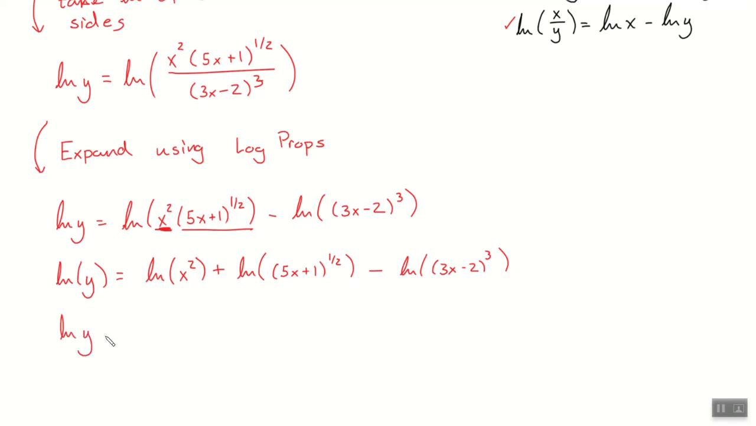Holy exponents. The natural log of y, where does this 2 move? So it becomes 2 natural log of x plus, what moves out front of this second piece? 1/2 times the natural log of 5x plus 1.